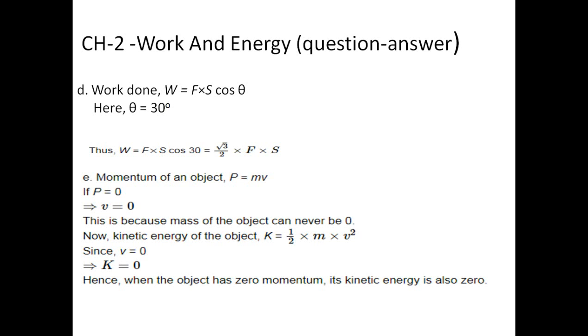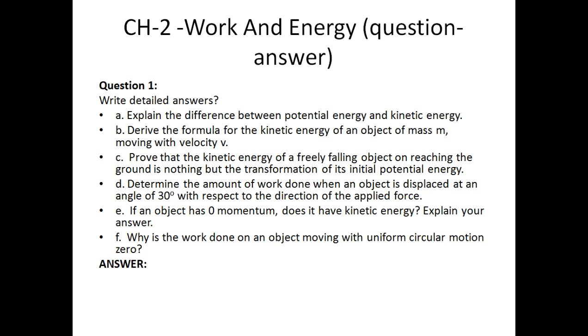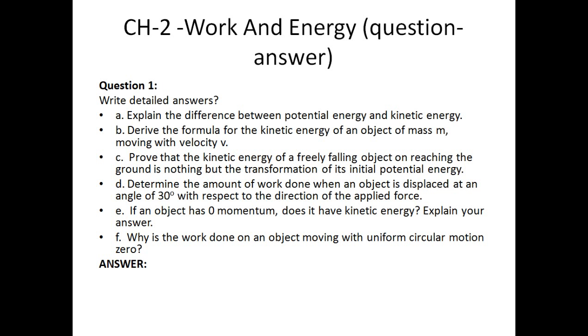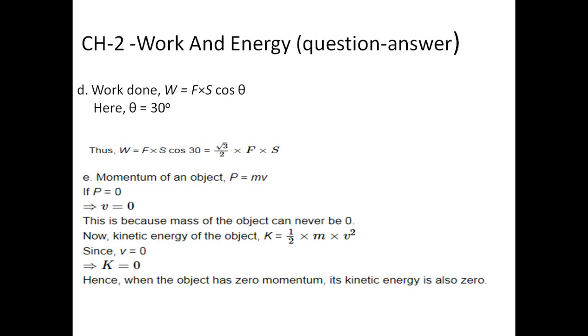Now question number E. If an object has zero momentum, does it have kinetic energy? Explain your answer. Momentum of the object is P is equal to mv. If the object has zero momentum, it means P's value is zero. So zero is equal to mv.